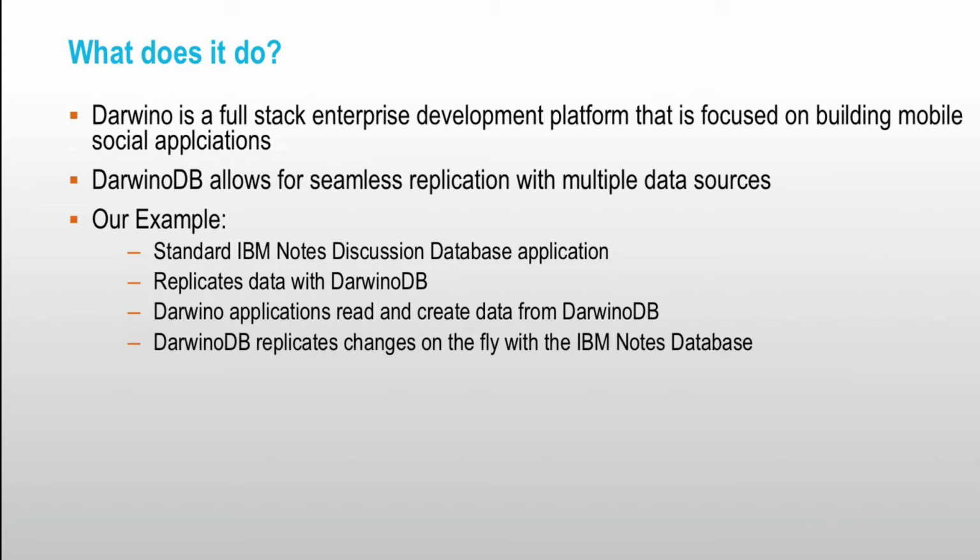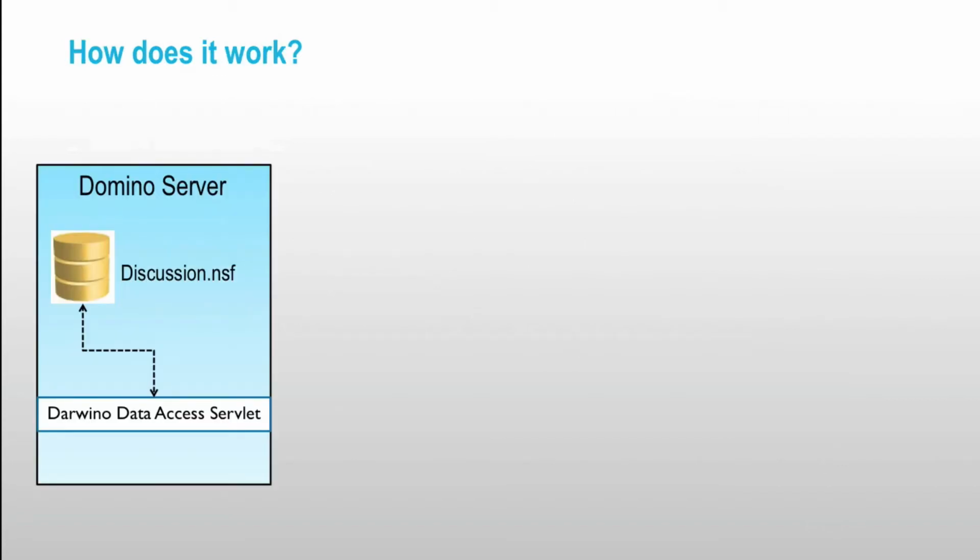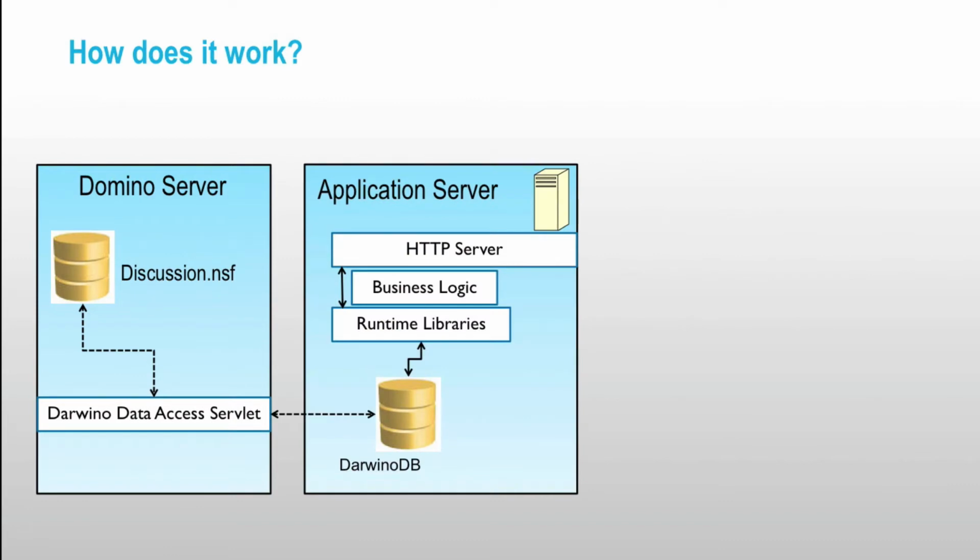So here's what the building blocks are to make this all work. First, on the Domino server, we have the actual Domino application, discussion.nsf, and we build a Darwino data access servlet and deploy it on the Domino server. We'll look at that in a second. Then on our application server, we have the Darwino DB instance, and that will replicate with the Domino server for the Darwino data access servlet. And users will have access to that application from a web browser from this server.